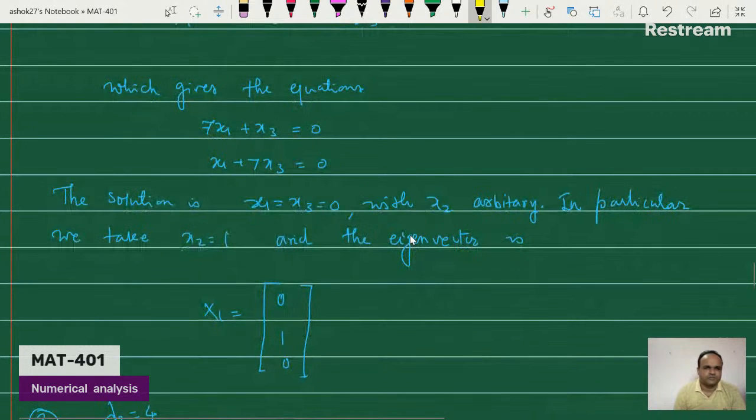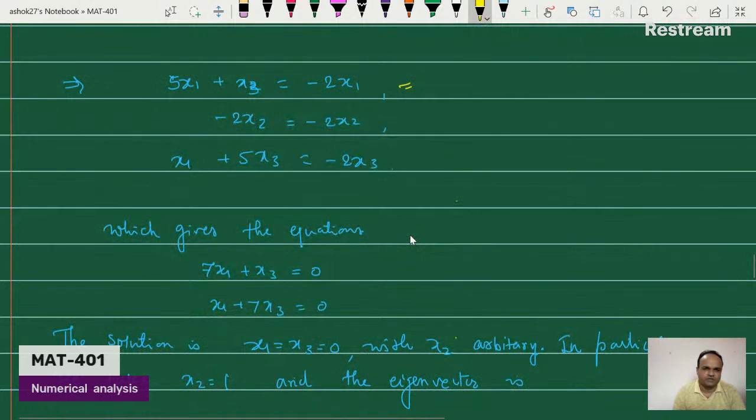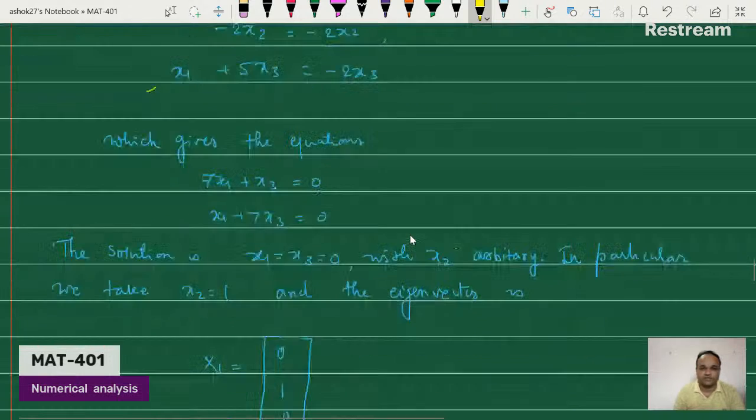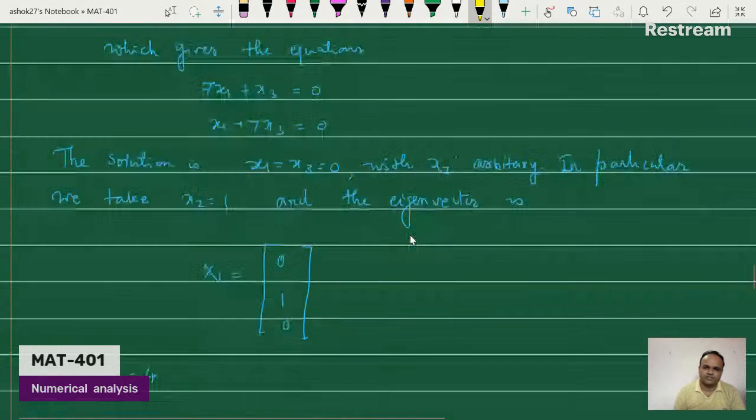And this solution is, after solving these two equations for x1 and x3, you'll get x1 and x3 equal to 0 with x2 arbitrary. So you cannot find the value of x2 here from these two equations. From first and third, you'll find the value of x1 and x3. From 2, you can find the value of x2, but there is only x2. So how can you find it? It does not mean x2 is again 0. Arbitrary is arbitrary. In particular, we take x2 equal to 1 and the eigenvector is 0, 1, 0.